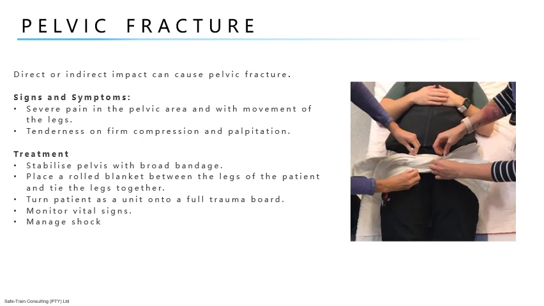Signs and symptoms: severe pain in the pelvic area, and with movement of the legs. Tenderness on firm compression and palpation. Treatment: stabilize the pelvis with a broad bandage. Place a rolled blanket between the legs of the patient, and tie the legs together. Turn the patient as a unit onto a full trauma board. Monitor vital signs. Manage shock.